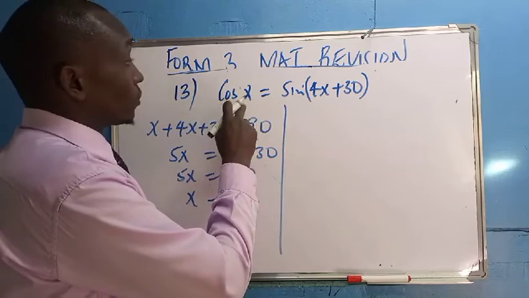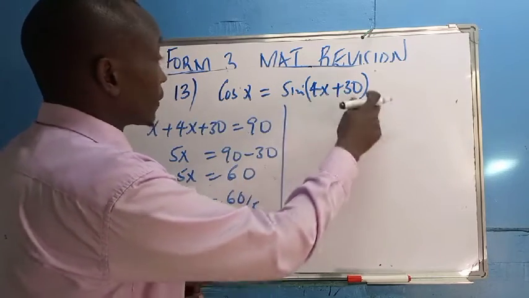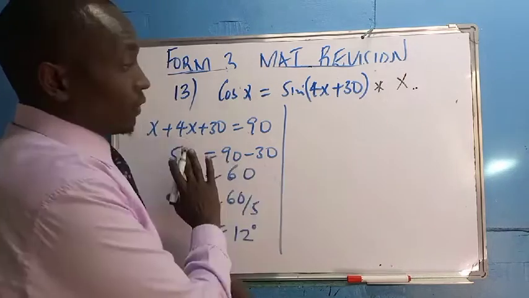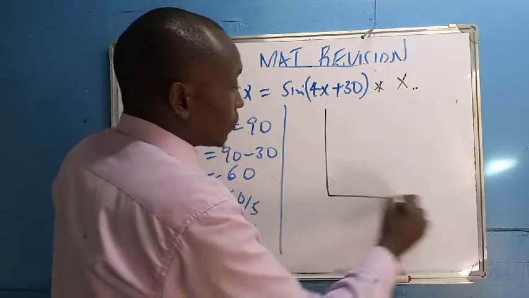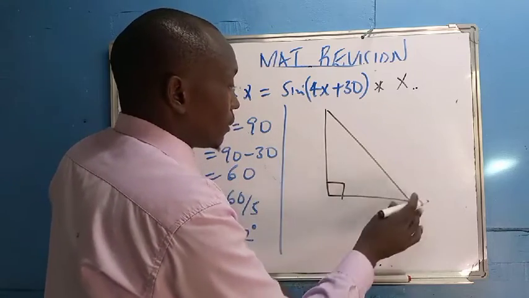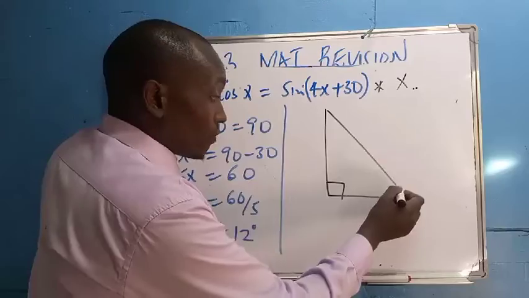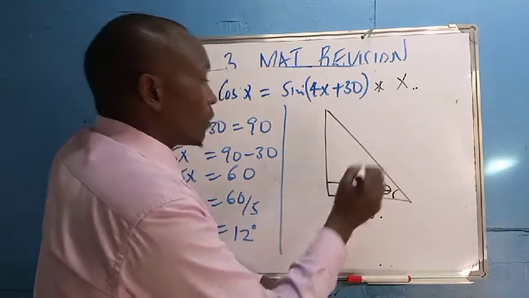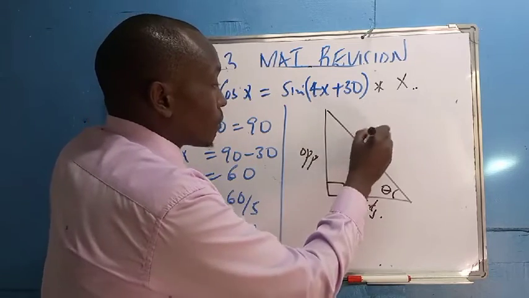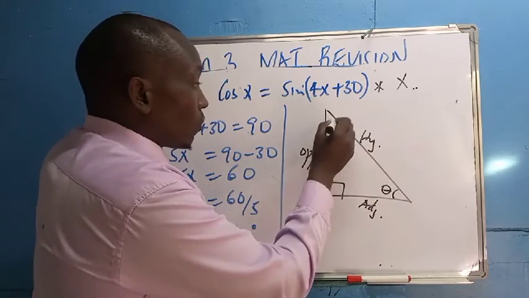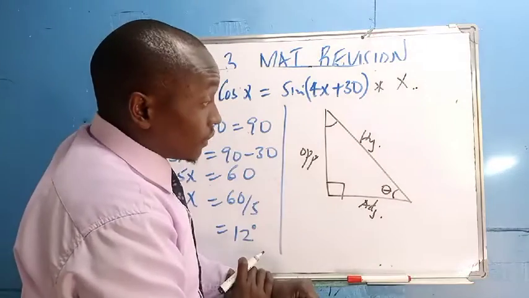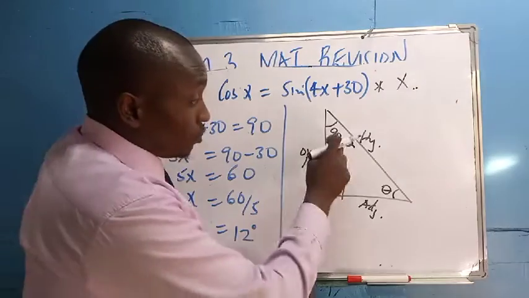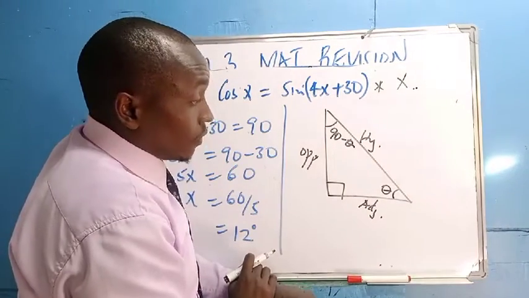Number 13, you're given that the cos of x is equal to the sine of 4x plus 30. You're supposed to get the value of x. Before you look at what we've done, consider this triangle here, my student. This is a right angled triangle. If this is the angle of interest, this is the adjacent. So this is adjacent, this is the opposite, and this is the hypotenuse. If this angle is theta, automatically this will be 90 minus theta. These two angles are complementary.